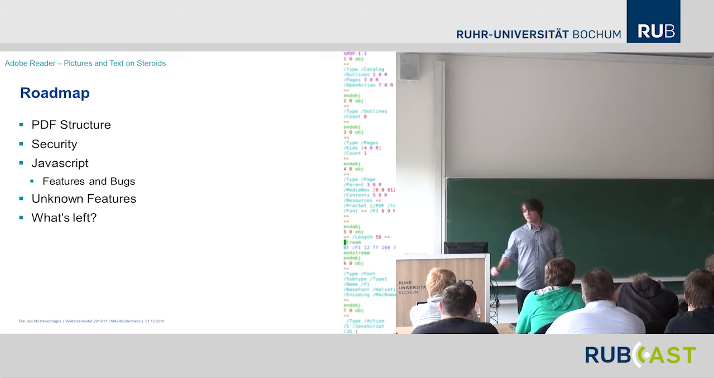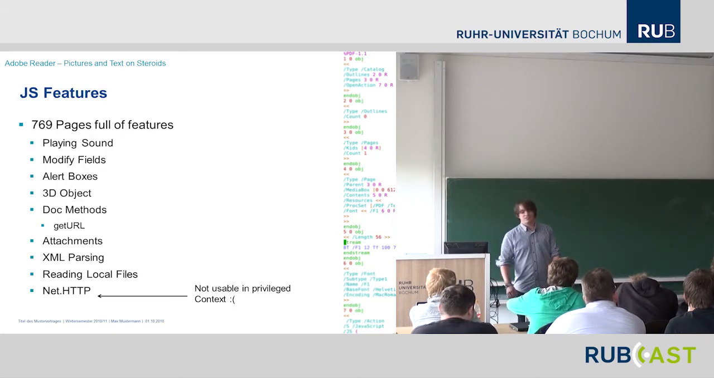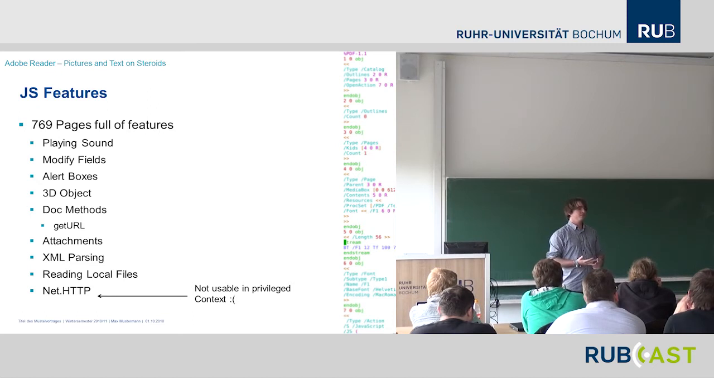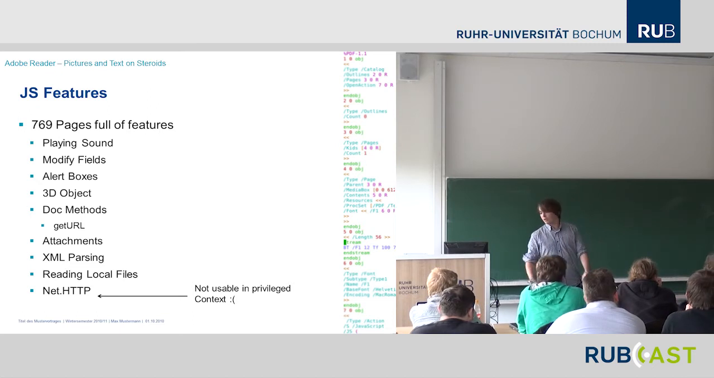So let's talk about JavaScript. The documentation is more than 700 pages. It can play sounds, modify fields, as I told you, alert boxes. It can beep. It can change the location via these two functions. It can read local files. It can manipulate and save attachments. So it's quite powerful, actually.